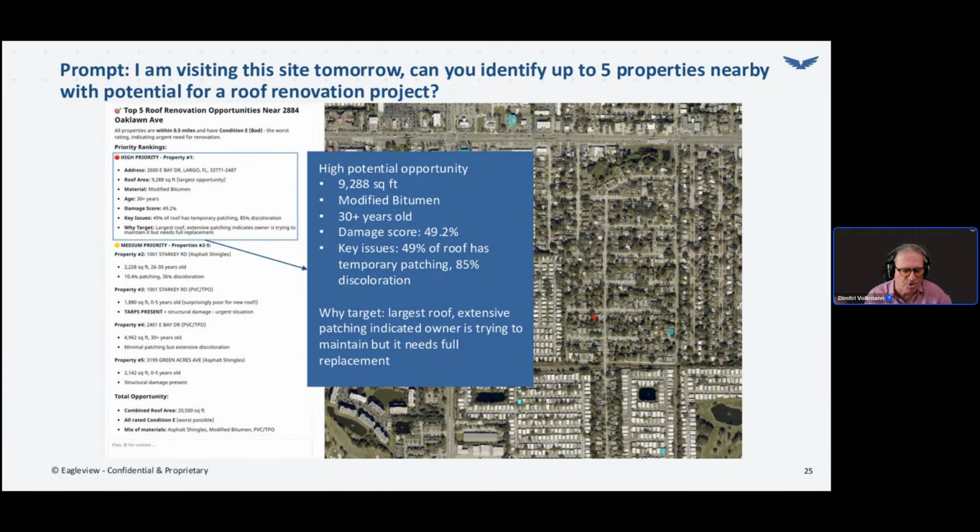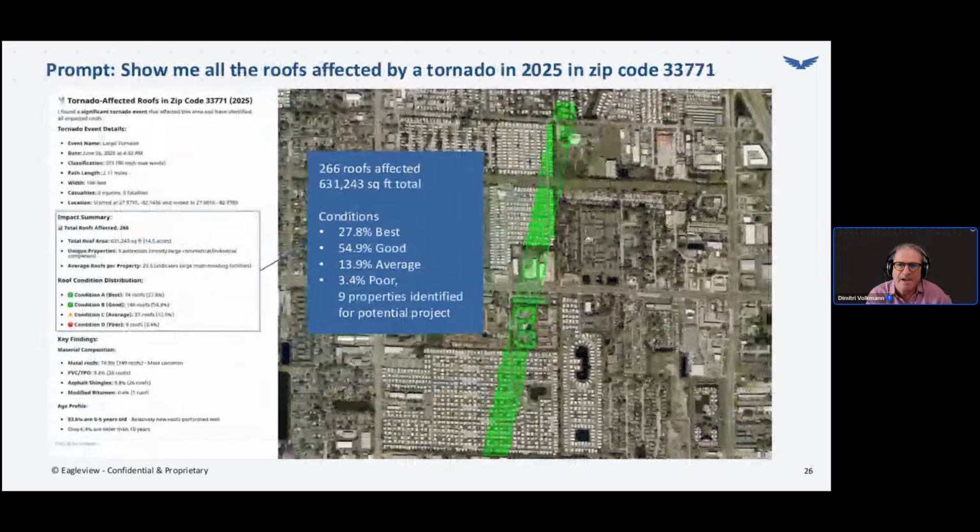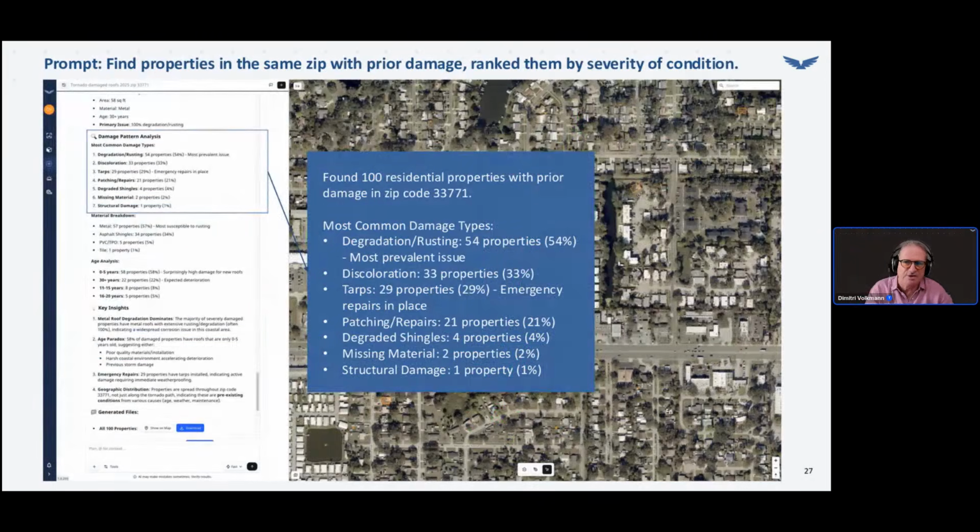Very similar to show me the nearby properties who have a roof in D or E condition. That's another example of a weather event. Here we ask to look into a tornado event that happened in 2025 and show the path of the tornado, and highlight the different properties that were potentially affected and what their roof conditions were before the event, which is actually the next prompt: find properties in the same zip with prior damage ranked by severity of conditions.